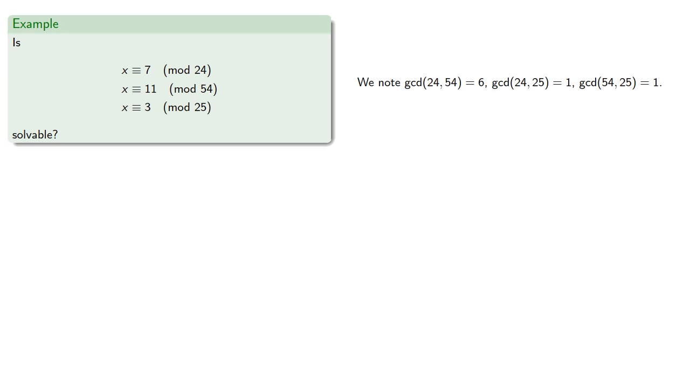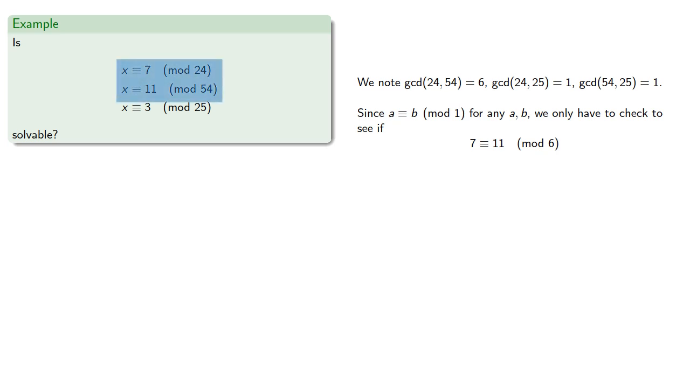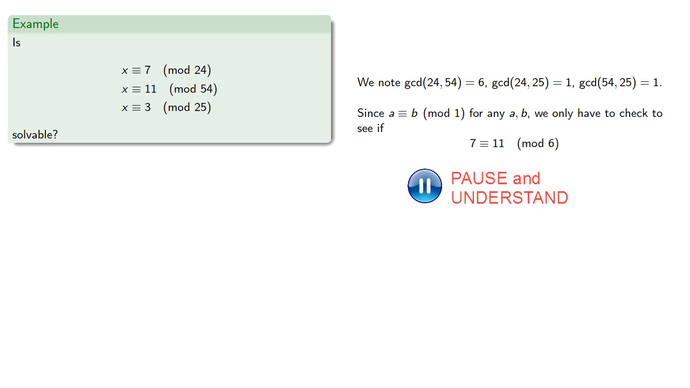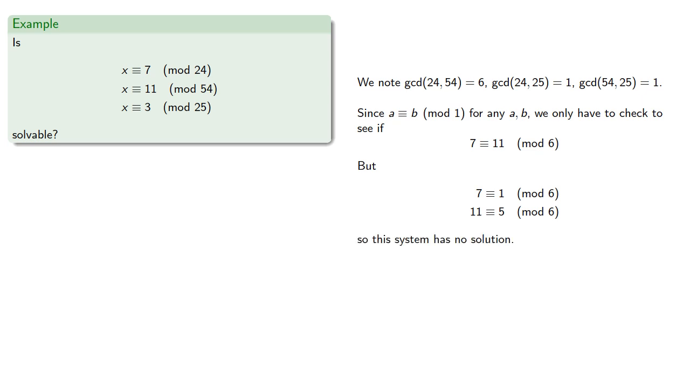We note that the greatest common divisor of the first two moduli is 6. The greatest common divisor of the first and third moduli, well, they're coprime, and the greatest common divisor of the last two are also 1. So since a is congruent to b mod 1 for any values a and b, we only have to check to see if the first two congruents are congruent mod the greatest common divisor 6. But we find that 7 is congruent to 1 mod 6, but 11 is congruent to 5 mod 6, so this system has no solution.